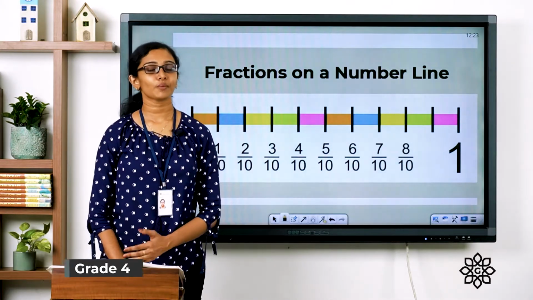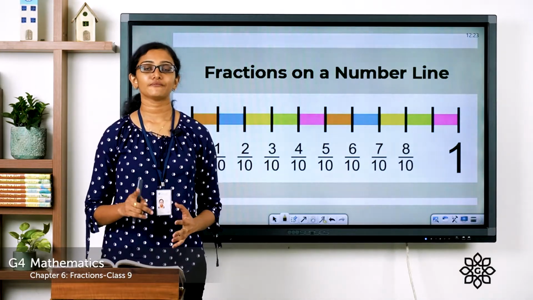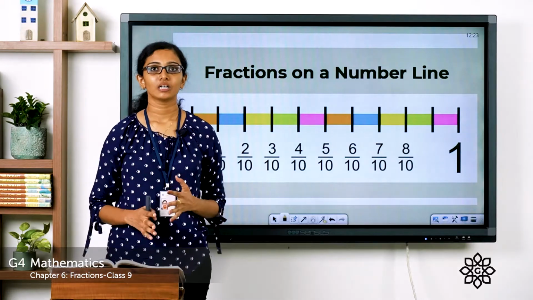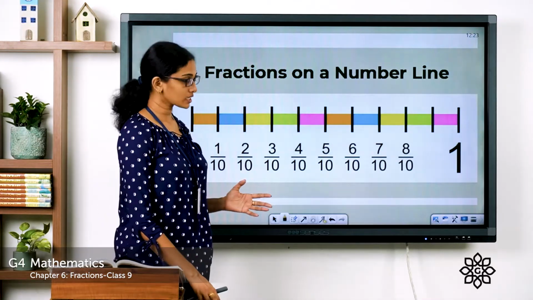So we have been learning about fractions. Today, let's learn how we can represent a fraction on a number line. So we have learned about the number line in our previous classes. So what is a number line?